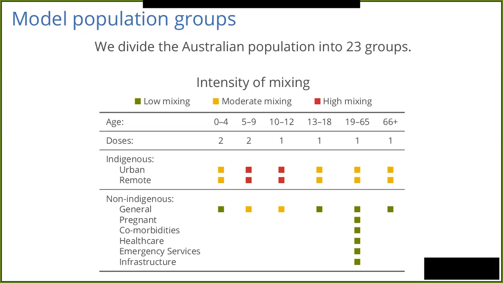In terms of how these groups mix, we assume that primary school children mix more intensively than other age groups because they're understood to be key drivers of the spread of infection. And we also assume that Indigenous populations have more intense mixing than non-Indigenous populations.